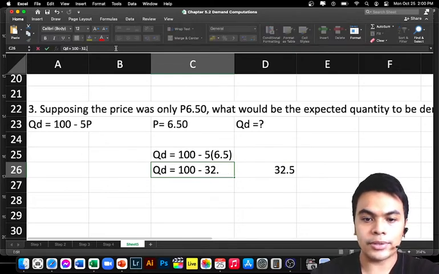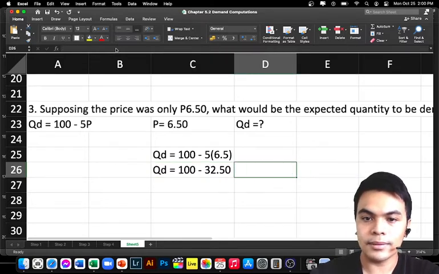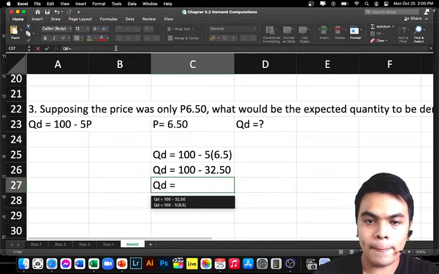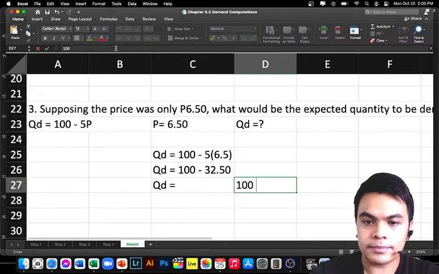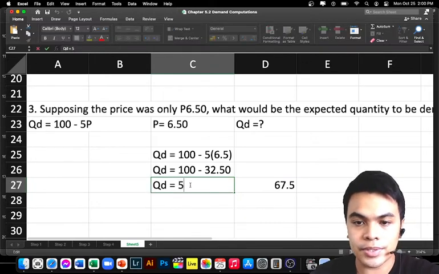This is the beauty of Excel, no? Very convenient when you are computing. Alright, so our QD now is equal to 100 minus 32.50. So our quantity demanded is now 67.50.